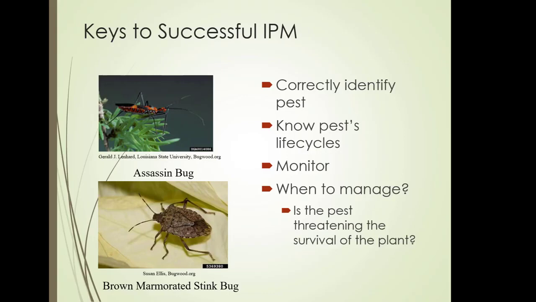You want to know the pest life cycles. You want to monitor, just make sure it's causing damage, and then when do you manage? Is the pest threatening the survival of the plant? In the case of deciduous material, quite often if an insect, especially a chewing insect, is feeding on leaves, you could lose 25% of your foliage and the plant's going to make a comeback.